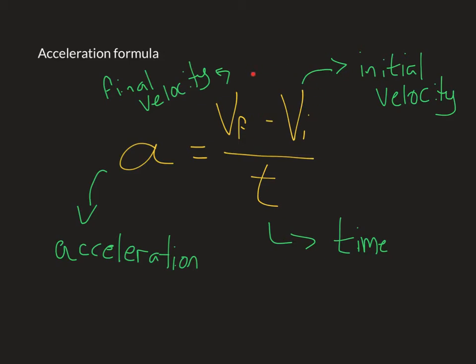And then whatever we get as our answer for that subtraction, we then divide by how long it took for that object to change speeds. So we divide by the time. So what makes this formula a little bit trickier is we actually have one more variable than we did last time, all right?